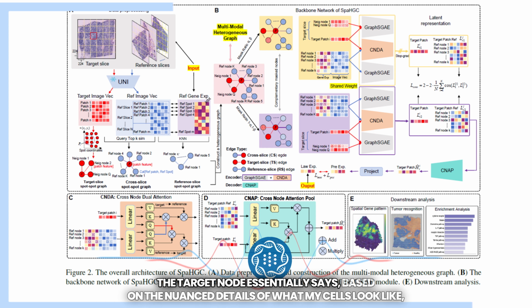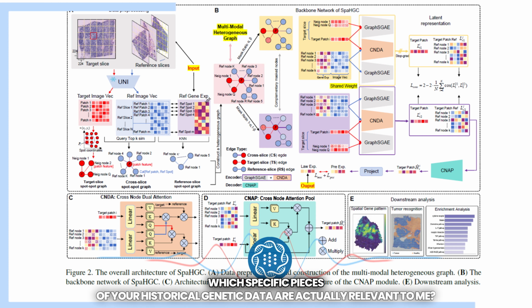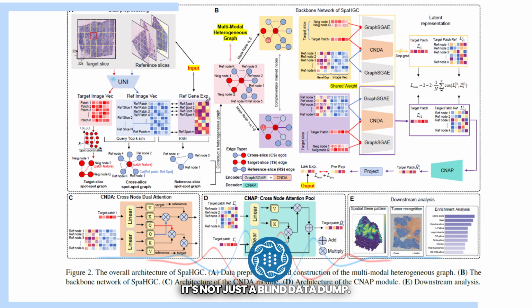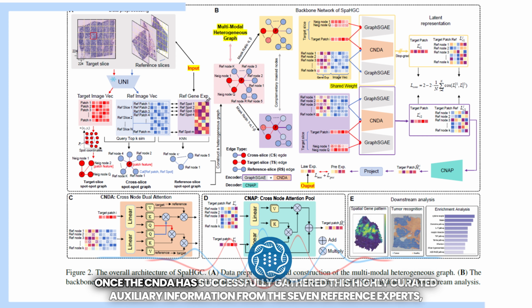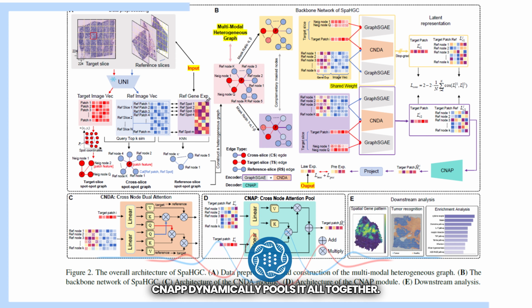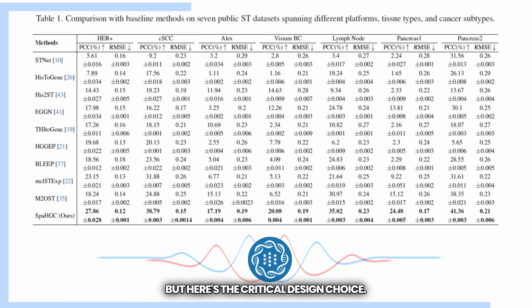The target node essentially says, based on the nuanced details of what my cells look like, which specific pieces of your historical genetic data are actually relevant to me. That's brilliant. It's not just a blind data dump. It's a selective, highly intelligent conversation. Exactly. And what about the second module, CNAP? CNAP is the cross-node attention pool. Once the CNDA has successfully gathered this highly curated auxiliary information from the 7 reference experts, CNAP dynamically pools it all together. But here's the critical design choice.